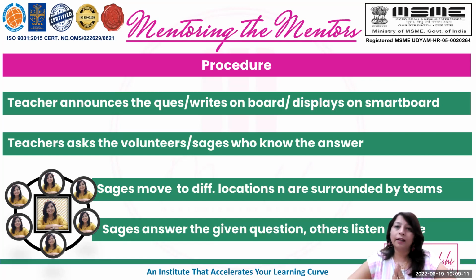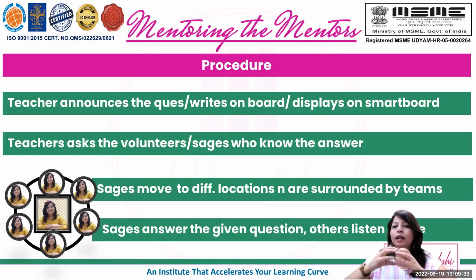Those students will be acting as sages, 4 to 5, however many I select, and those students will be going to the different corners of the room. Maybe I will be allocating them some spaces, like you will be standing here. They'll spread out in the classroom, and the rest of the students are already sitting in different teams, right?